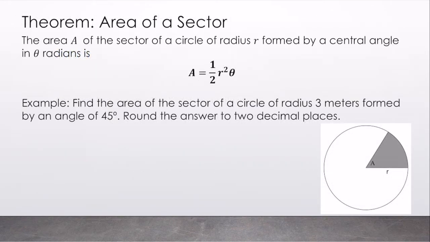Let's talk about the area of a sector. So the area A of a sector of a circle of radius r is formed by a central angle theta in radians. We really like radians now, such that A equals 1/2 r squared theta. So let's solve an example. We're going to find the area of a sector of a circle with radius 3 formed by an angle of 45 degrees. So we do need to convert this 45 degrees to radians.